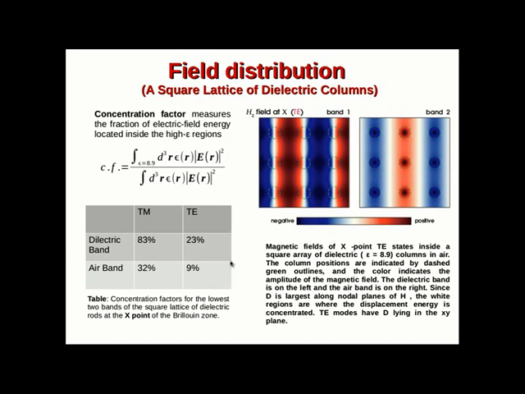In TE polarization, you can see that electric field is, though the D field is passing through the high dielectric region in case of band 1, and it is mostly present in the air region in band 2, but still the difference between the concentration factor is not significant. Only the 20% is the concentration factor for dielectric band. The difference is not much. So this is why the difference in the frequencies of the band 1 and band 2 are not significant either. Hence there is no band gap.